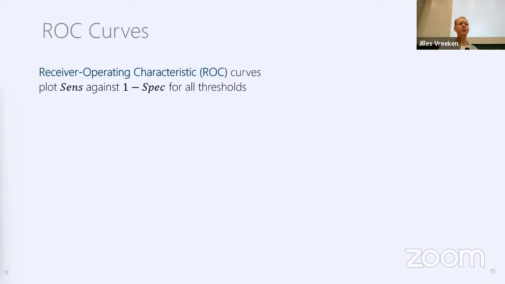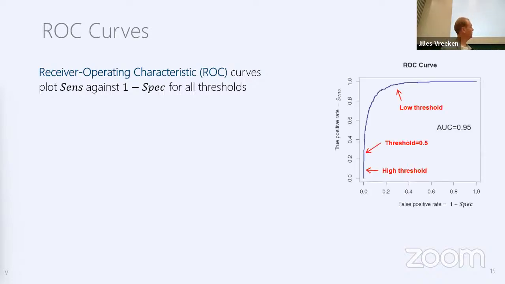For that, we have receiver operating characteristic curves, or ROC curves. And what we now do is, rather than plotting the error for different thresholds, we plot very simply the false positive rate, so 1 minus specificity, on the x-axis, and the sensitivity on the y-axis. And what we now get is that for every possible threshold, this is now a dot in this space, because for every possible threshold, we can compute the sensitivity and the specificity.